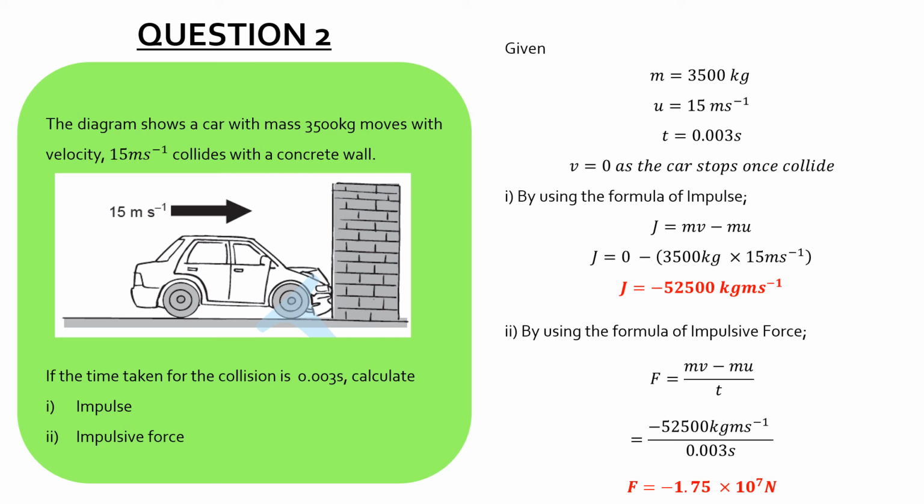To solve the first question, we can use the formula of impulse, J equals mv minus mu. Then, we substitute the values and the final answer shall be negative 52,500 kg meter per second. The second one is to calculate the impulsive force. We can use the formula F equals mv minus mu divided by t. Just substitute the values and the final answer is negative 1.75 times 10 to the power of 7 Newton.